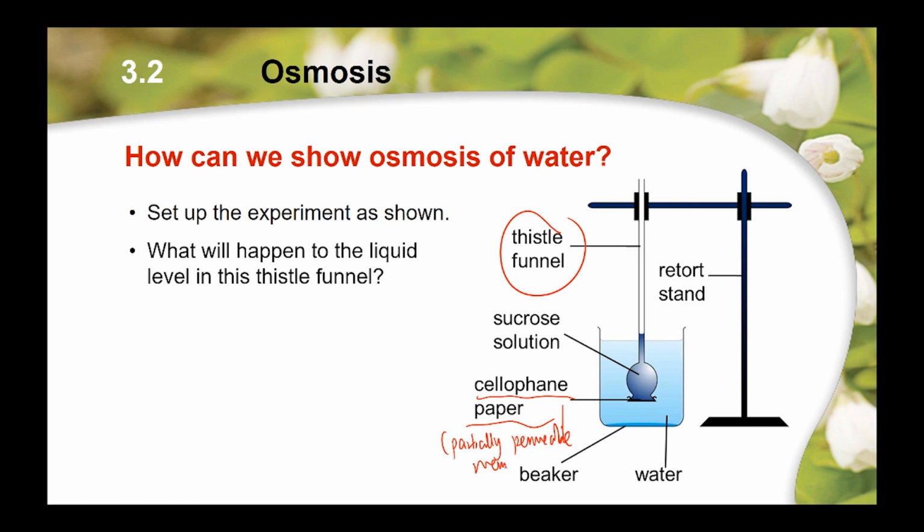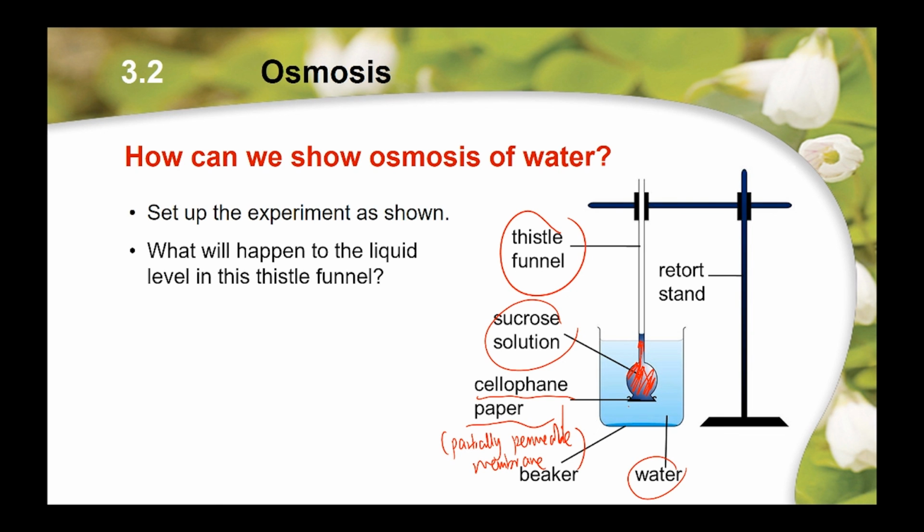In this question, you'll notice that there are different solutions. There's sucrose solution inside the thistle funnel, and I have water surrounding it. And I have a partially permeable membrane over here at the bottom. This means that I'm separating the sucrose solution from the water, and in doing so, I establish two different regions of water potential. So, what do you think will happen to the liquid level in this thistle funnel?